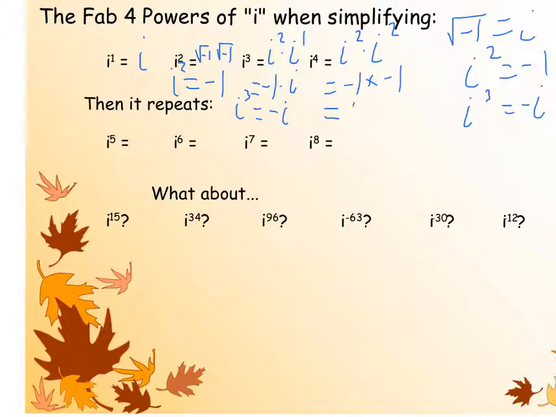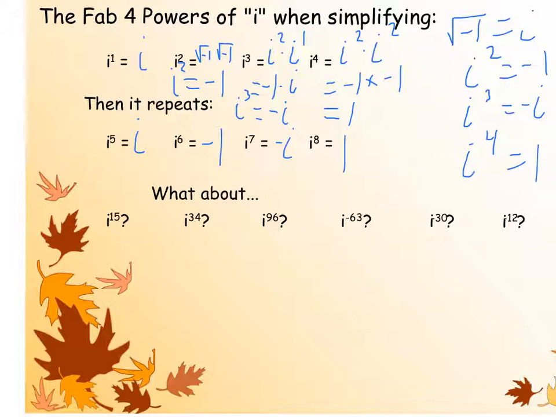And -1 times -1 is just +1. Okay? Those are the four that you need to know because this pattern then starts to repeat. I to the first is I, I to the sixth ends up being -1, I to the seventh is -I, and I to the eighth is 1.